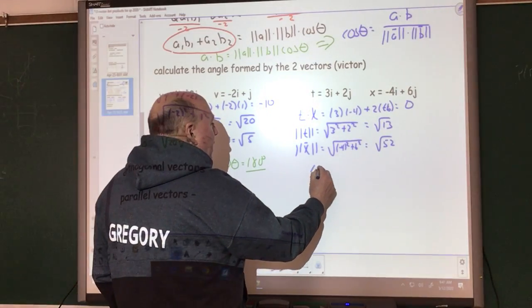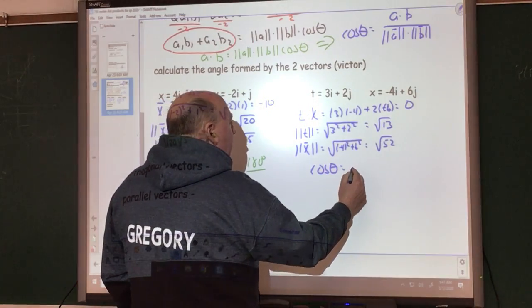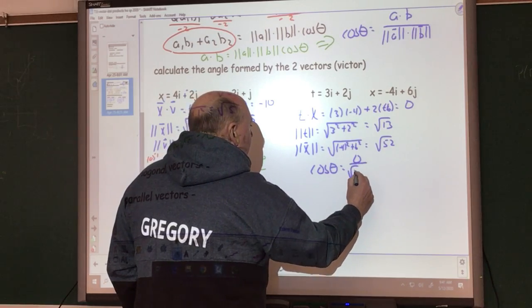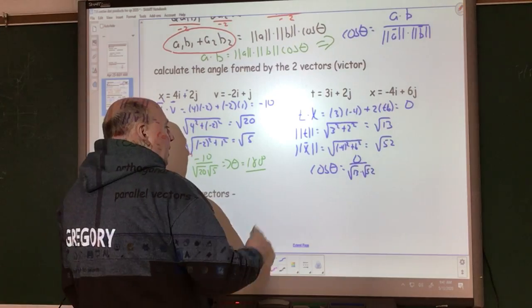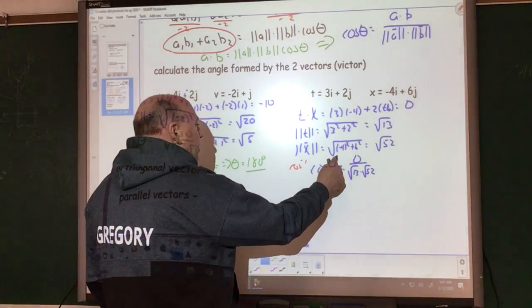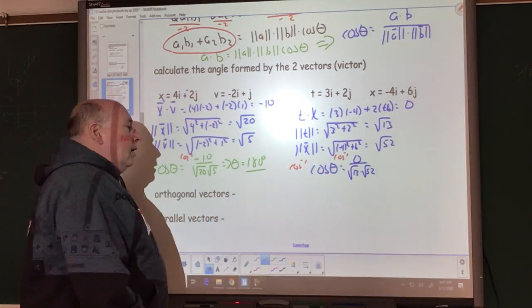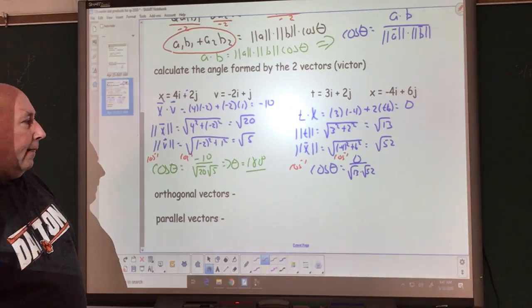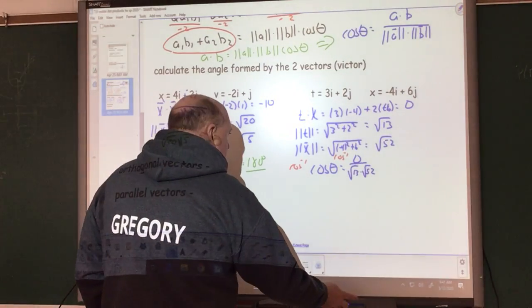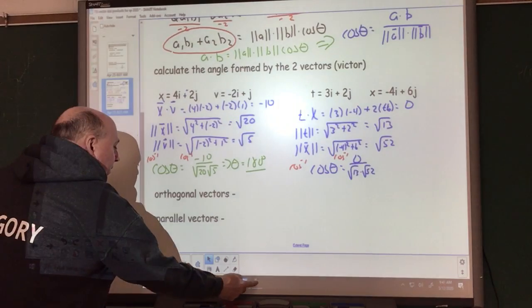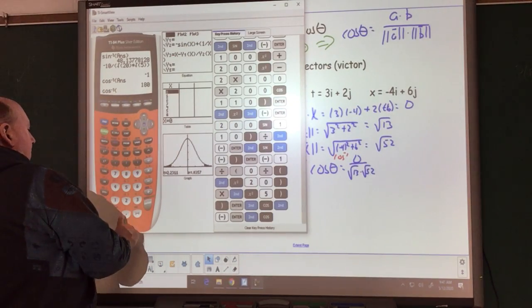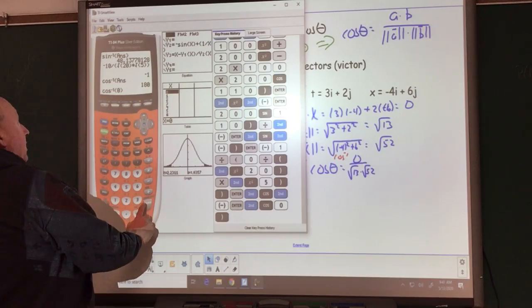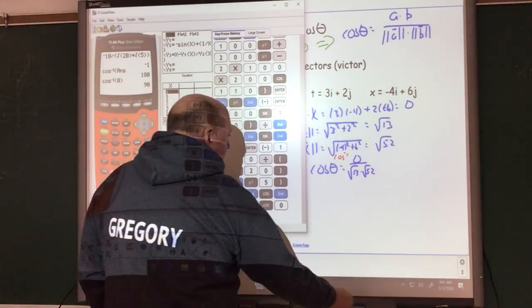So we have the cosine of theta is equal to 0 over square root of 13 times square root of 52. We're going to take the inverse cosine of both sides. So we have the inverse cosine of 0. When all is said and done, we get 90 degrees.